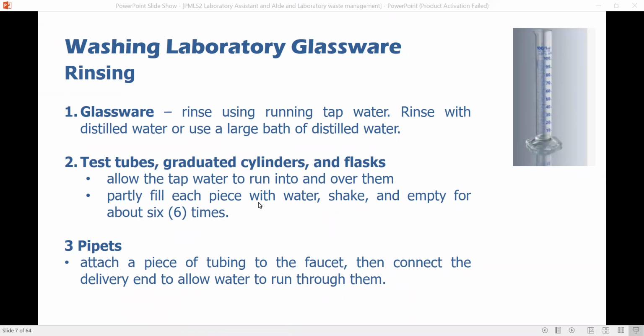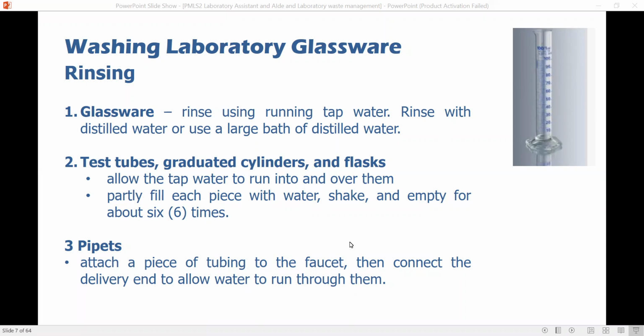For test tubes and graduated cylinders like this one, di ba mahaba, and may payat pa na ganyan, so mahirap mag-rinse, right? When you rinse, parang nagre-rinse ka ng glass dyan sa bahay nyo. Allow the tap water to run into and over them, partly fill each, lagyan mo ng tubig mga kalahati, and then shake mo, and then tapon. Lagyan mo na naman, shake mo, tapon, and you do it 6 times, para ma-rinse ng mabuti itong test tubes.